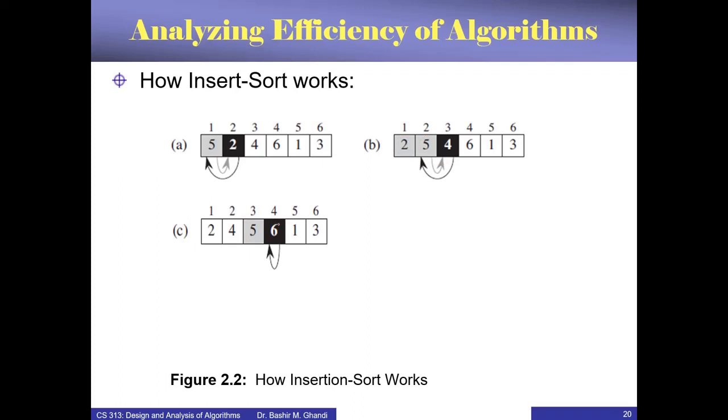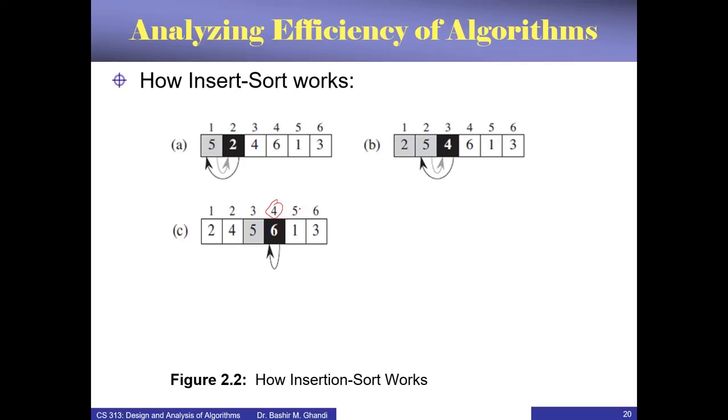Next, we take 6. So the new value of j is 4, and the element is 6. Now 5 is not greater than 6. So in fact 6 is in the correct place. We don't have to do any shifting. So just keep the 6 where it is. Assign it to the same place.